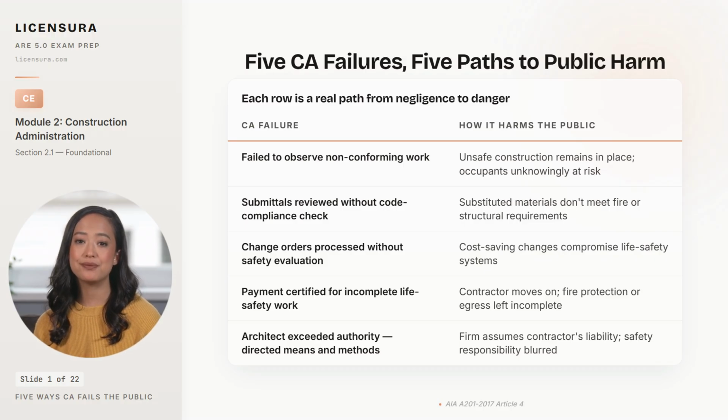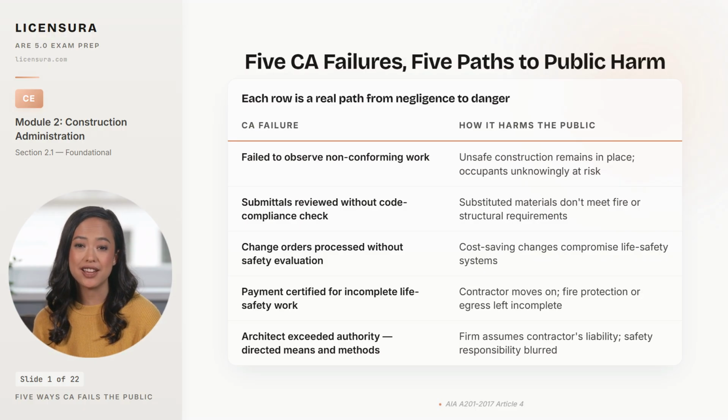The fourth pattern is payment certification. The architect certifies progress on a draw that includes work the contractor has not actually finished. And once the money is out the door, the contractor has no incentive to come back and complete the egress lighting or the fire stopping. And the fifth pattern is the architect who crossed the line into means and methods, gave the contractor a direct instruction, and absorbed liability that belonged to someone else. Each one of these is preventable.